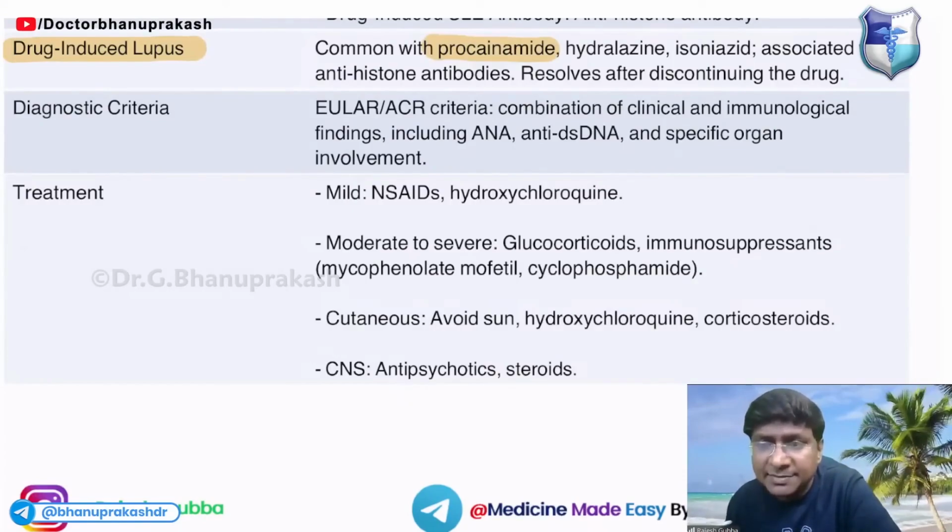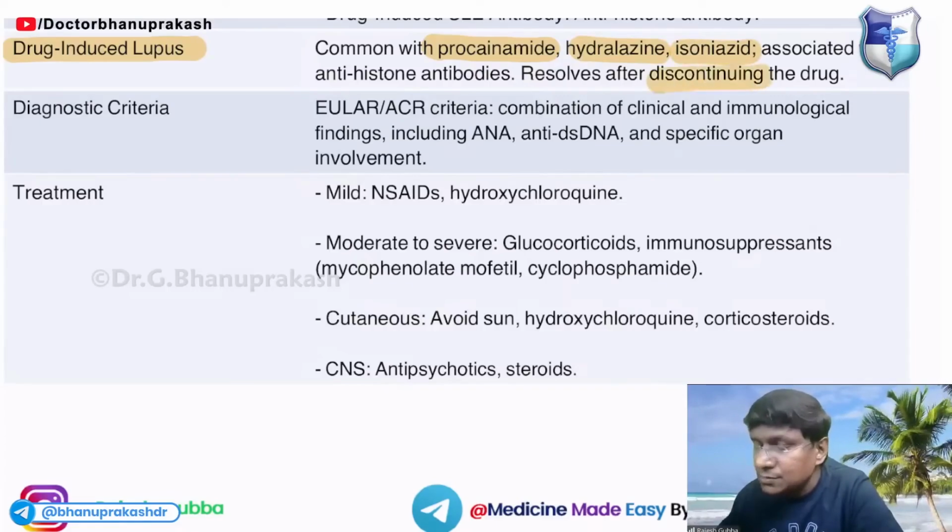What are the other drugs that cause drug-induced lupus? Hydralazine, which is an antihypertensive and an arteriolar vasodilator. Isoniazid, which is an anti-tubercular drug. And this drug-induced lupus will resolve by stopping the drug.